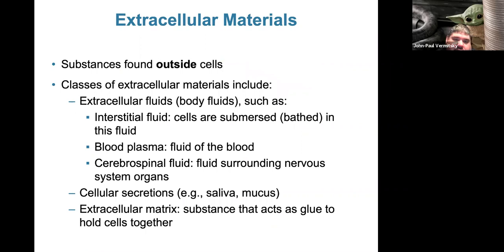So extracellular materials, these are substances found outside cells. Classes of extracellular materials include extracellular fluids, such as body fluids, interstitial fluid, these are fluids that cells are submerged or bathed in. You have blood plasma, this is the fluid of blood where you're going to have red blood cells, white blood cells, and platelets suspended in. Cerebral spinal fluid, this is the fluid surrounding the nervous system organs. Cellular secretions, such as saliva and mucus. And extracellular matrix, this is substance that acts as a glue to hold cells together.